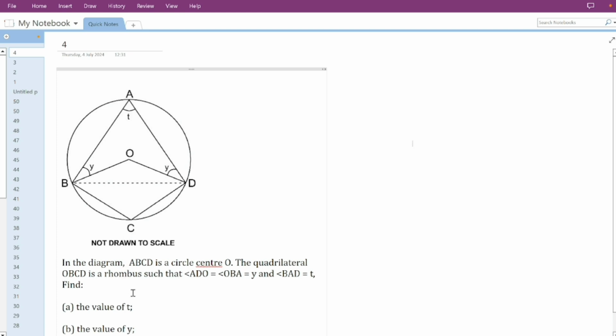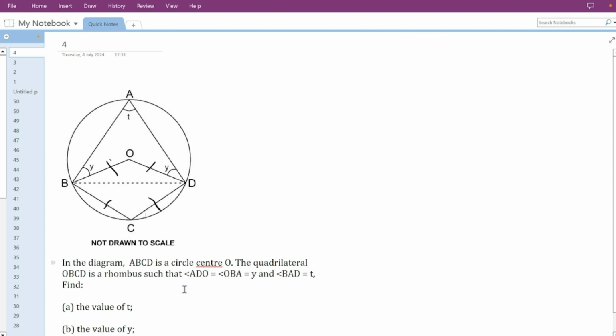Now we know it's a rhombus. That means a rhombus has all sides equal, just like a square, but it's slanty, at an angle different from 90. That means this and this are equal. Also note that the distance from O to B is the radius, and O to Y is also the radius. That means if this is a radius, this is also a radius, and the length of this is also a radius. Let's just put that in mind. So in circle geometry, you have to note all important points.